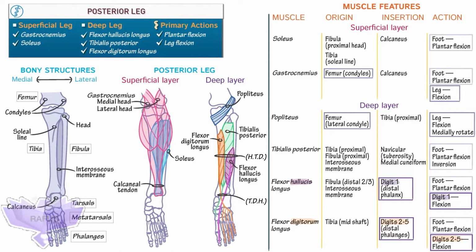Here we will draw the deep and superficial muscles of the posterior lower leg. To begin, start a table. Denote that the superficial layer comprises gastrocnemius and soleus. Denote that the deep layer comprises, from lateral to medial, flexor hallucis longus, tibialis posterior, flexor digitorum longus. Then denote that the primary action of the posterior compartment muscles is foot plantar flexion and leg flexion.